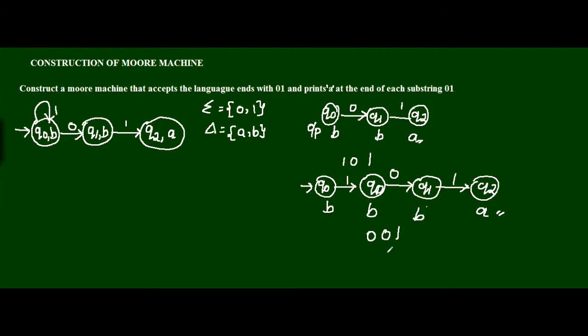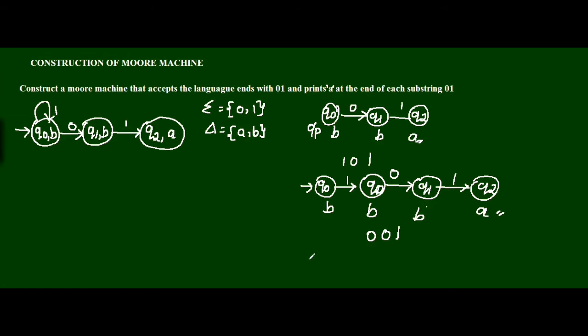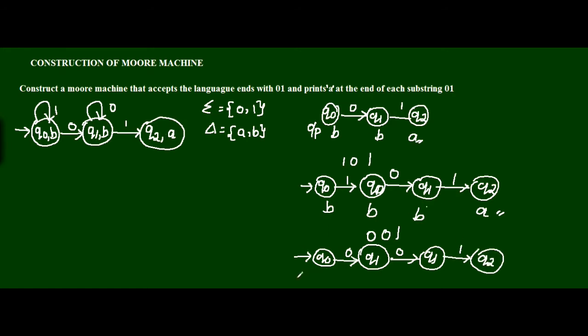I am going to take one more input, 001, and if I want to draw for this, I should give a self loop over here. Let me start from initial state Q0. If input is 0, next state is Q1. Q1, if input is 0, I don't have any next state, so I am going to give a self loop over here. Now if input is 1, next state is Q2. Now let me find the output for this. For Q0 output is B, for Q1 output is B, and for Q2 output is A.